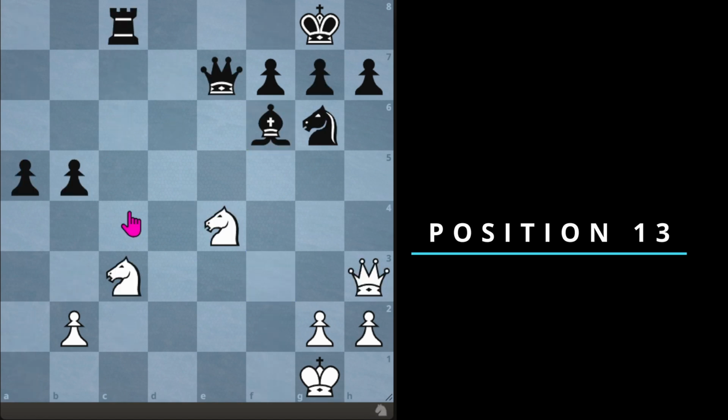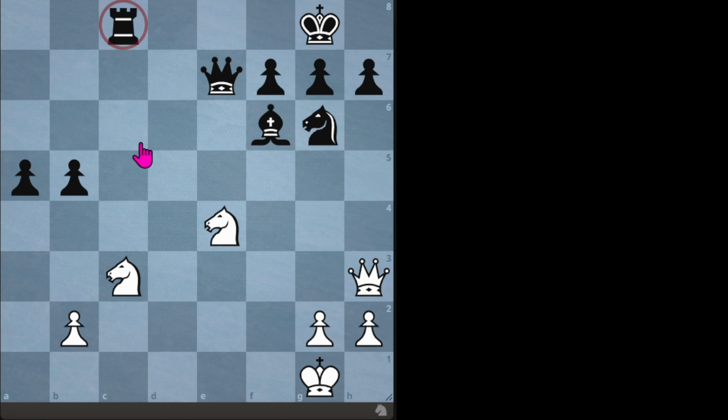Another one. What are the pieces that are not protected in black's camp? In black's camp, only the rook. All of the other pieces are protected by other pieces or pawns, and therefore only one solution. In this case, the queen captures the rook. The fact that it delivers check will be discussed in the next episodes.